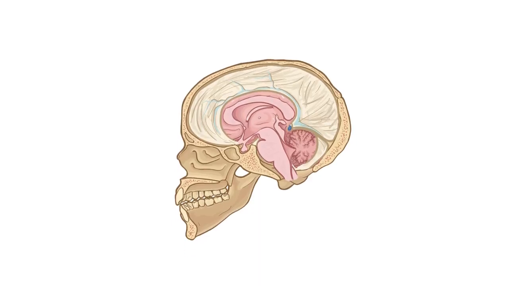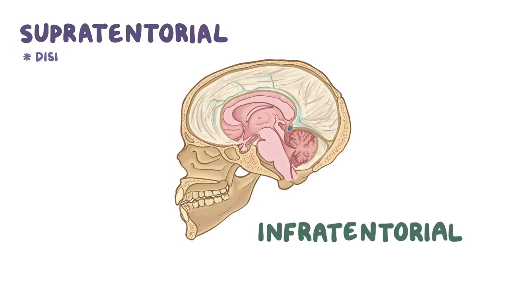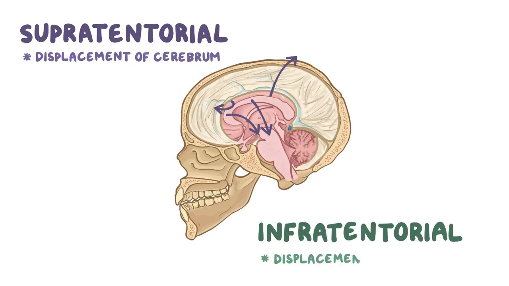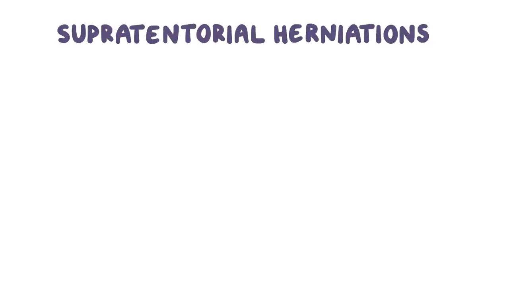Depending on the size and location of the mass effect, there's a possibility of brain herniations, and it can either be supratentorial or infratentorial herniation. Supratentorial herniation refers to displacement of the cerebrum, which is above the tentorium, and infratentorial herniation refers to herniation of the cerebellum, which is below the tentorium. Alright, so supratentorial herniations include four types of displacement, and these differ by the exact part of the cerebrum that's affected.